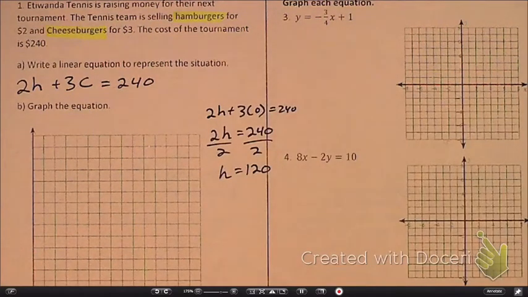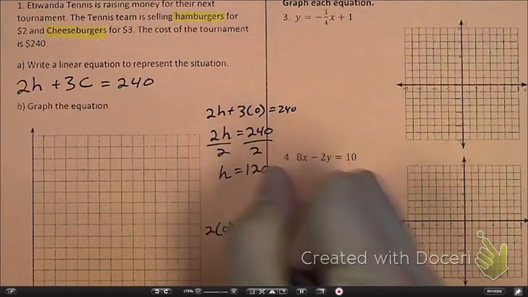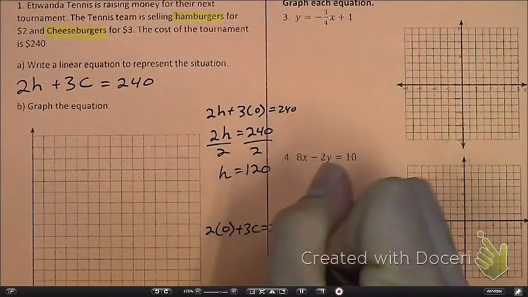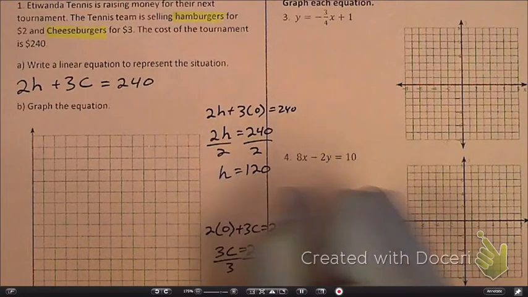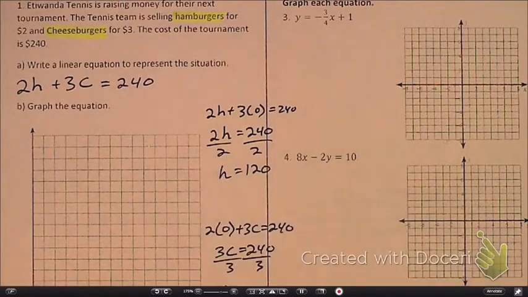Next one: 2 times 0 plus 3C equals 240. How many cheeseburgers? 80.